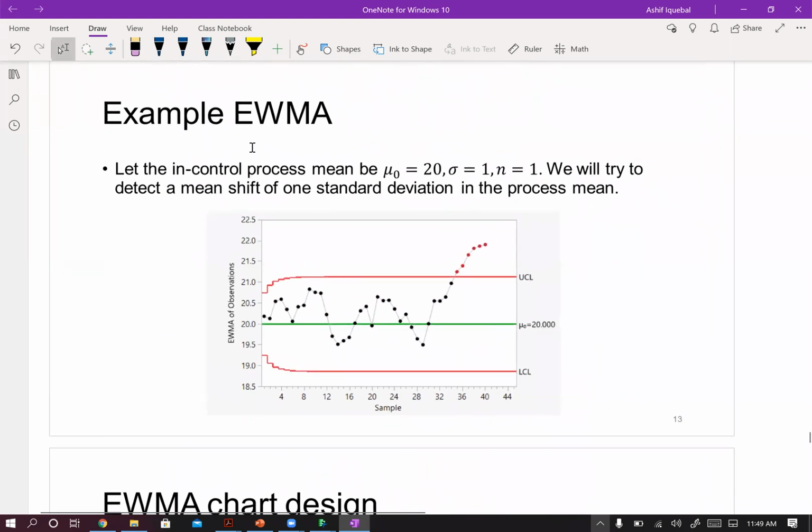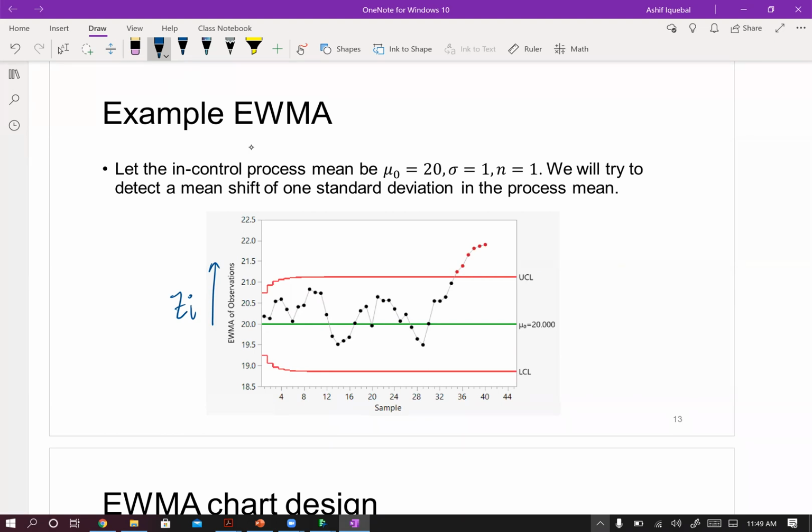The values that you see here are actually the values of Zi. On the y-axis it's Zi, and the x-axis is just your samples. We have 40 samples. If you look at the control limits, the center line is at 20, because our mean is 20. The lower control limit and the upper control limit are a little bit fancier.